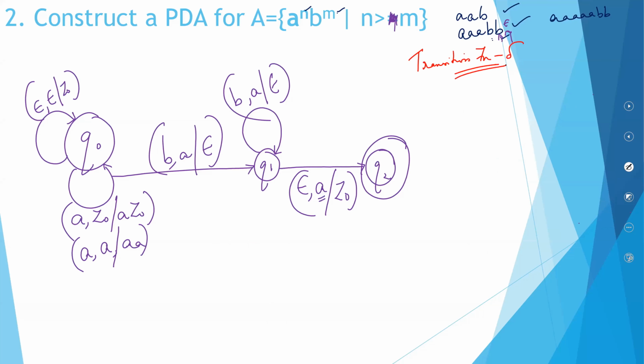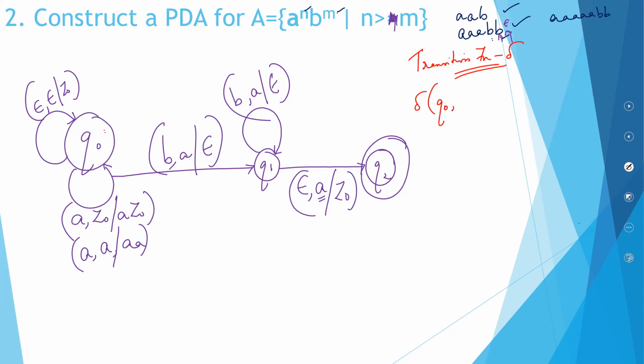For each PDA you draw, you should be writing the transition function. Now, for the transition function, you will start writing from your initial state Q0. So I'll write over here delta. What is my initial state? My initial state is Q0.